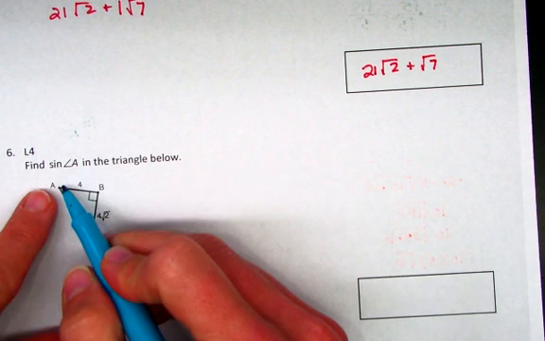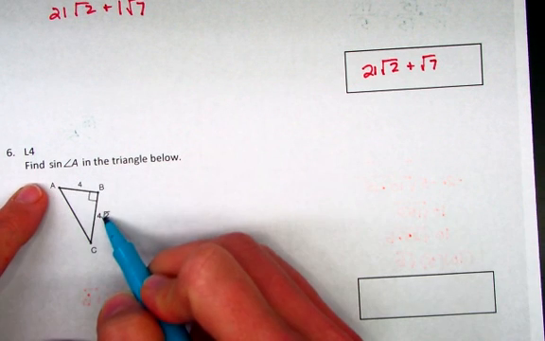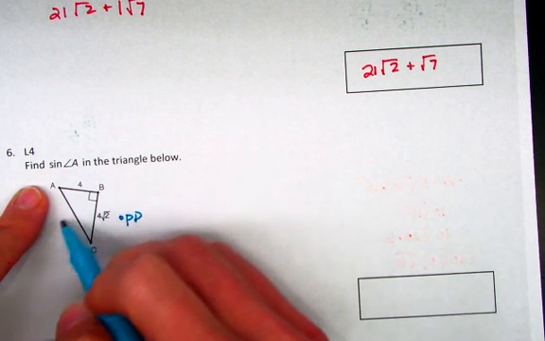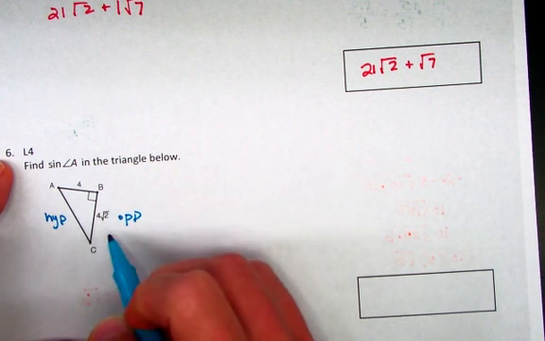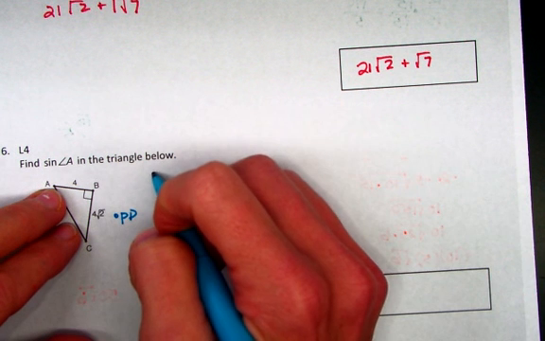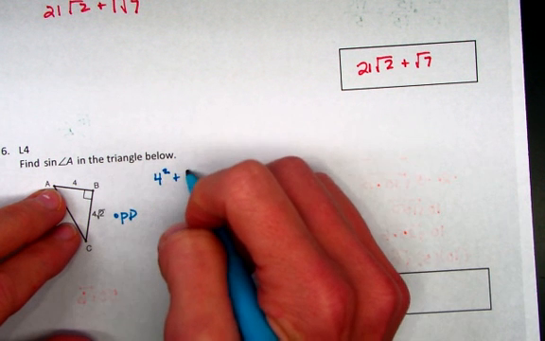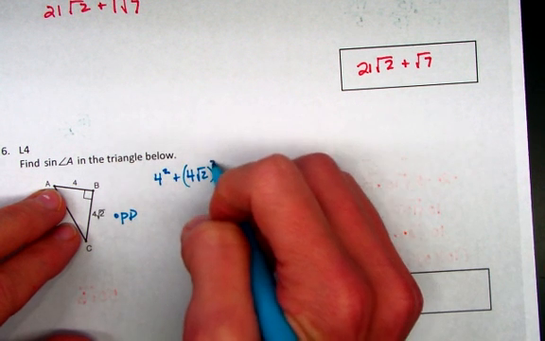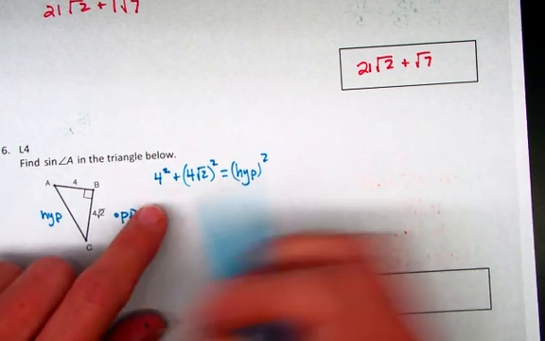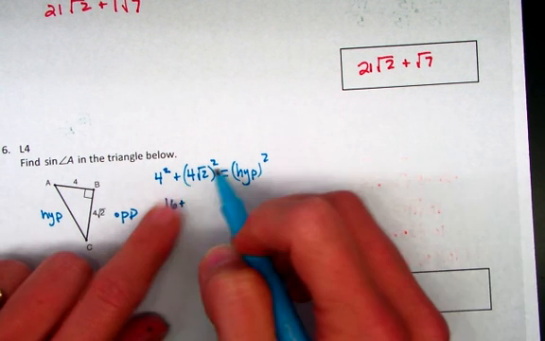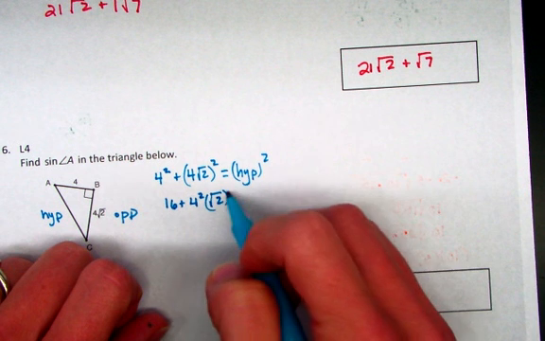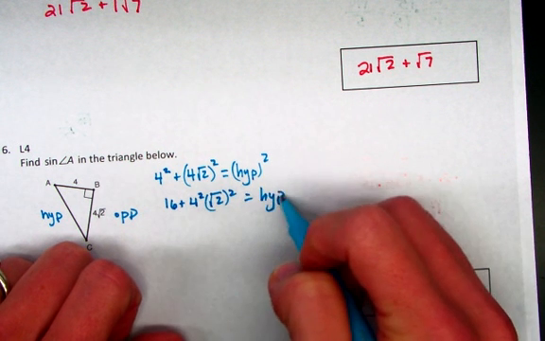If we're looking for sine of A, we need to do the opposite side. So here's my opposite from A. And then this is the hypotenuse. But we don't know the hypotenuse, so we need to do the Pythagorean theorem. So I need to take my 2 legs and square them. 4 squared plus 4 root 2 quantity squared equals the hypotenuse squared. 4 squared is 16 plus, we have to do both of these, 4 squared and root 2 squared.